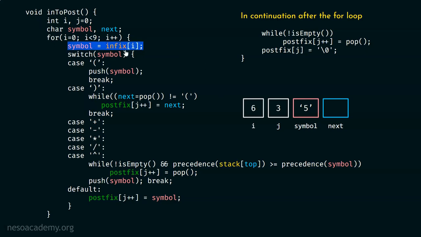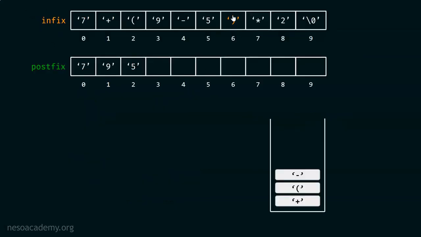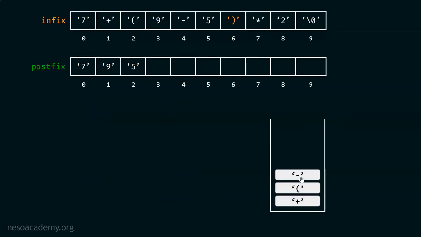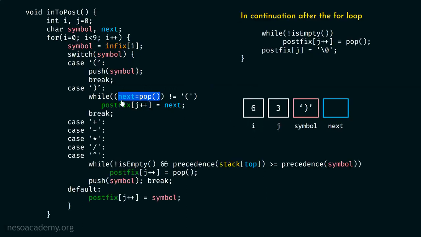Then we'll check this condition. Condition is satisfied. This time we have infix of 6. What is infix of 6? This is right parentheses. Now we'll put this character inside the symbol variable. Then again switch case will be evaluated. We have a right parentheses this time, right? Here we'll first pop the element out of the stack, right? We have to pop the element out of the stack. This is the topmost element of the stack. We'll pop this element out of the stack, right? And now we will put this inside this next variable. This means this character will be put inside next variable. Now we'll check this. Is this character equal to left parentheses? No, it is not the case.